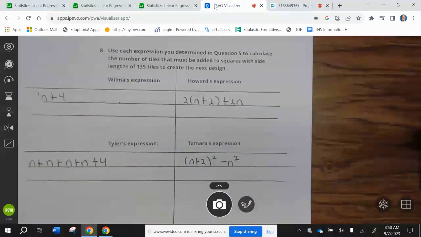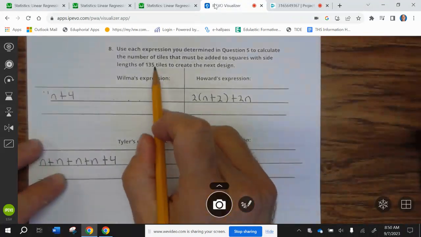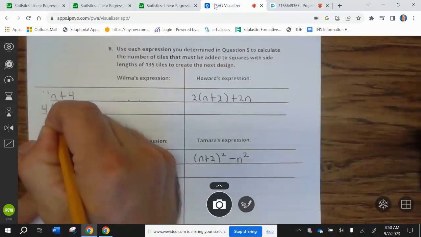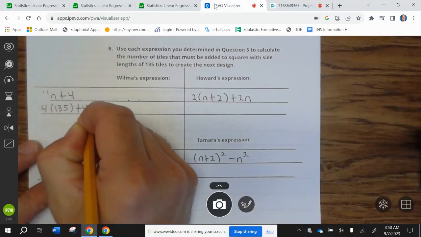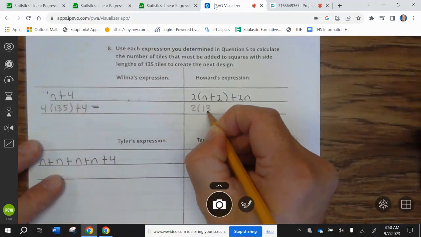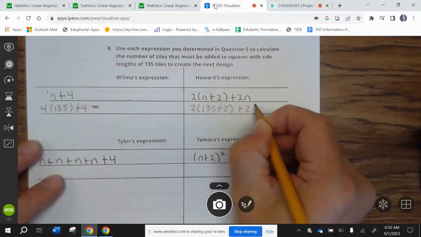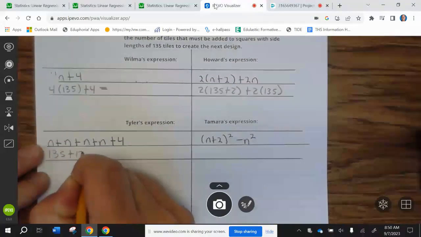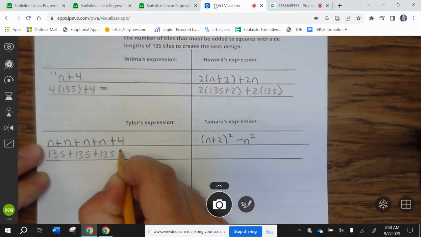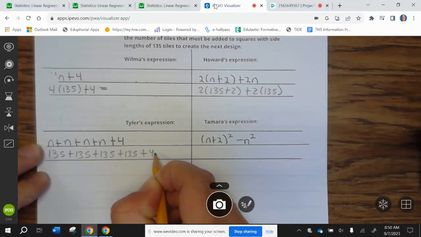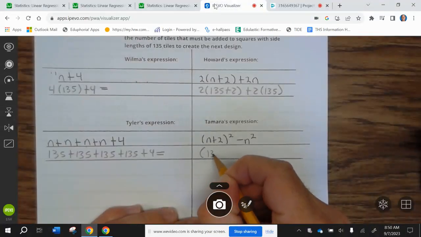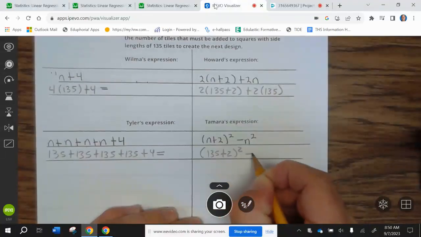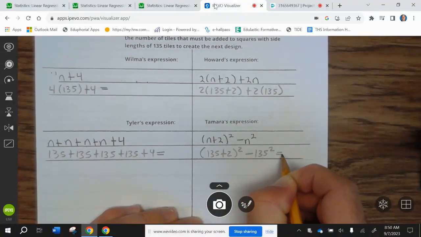Use each expression you determined in question 5 to calculate the number of tiles that must be added to squares with side lengths of 135 tiles to create the next design. So we're going to plug 135 in for n. So that's 4 times 135 plus 4, then 2 times 135 plus 2 plus 2 times 135. And then that's 135 plus 135 plus 135 plus 135 plus 4, and then 135 plus 2 squared minus 135 squared. Okay.